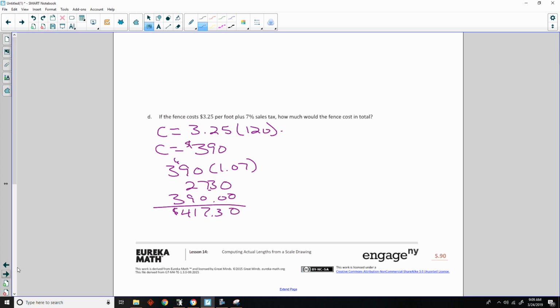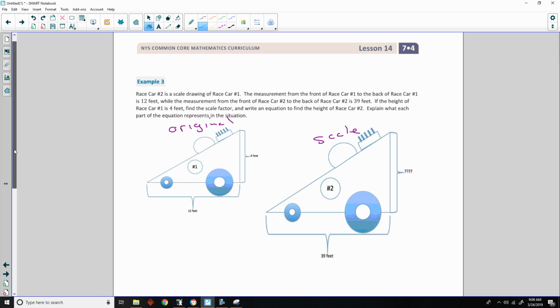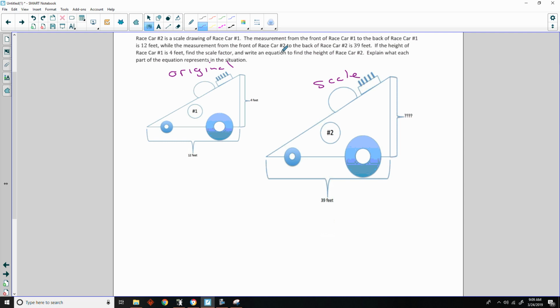Okay, now example 3. Racecar number 2 is a scale drawing of racecar number 1. So this is the original, or racecar number 1, I mean. This is the original, and this is the scale. So obviously we went from smaller to bigger, so my scale factor is going to be greater than 100%. It says the measurement from the front of race car number 1 to the back of race car number 1 is 12 feet, while the measurement of the front of race car number 2 to the back of race car number 2 is 39 feet.